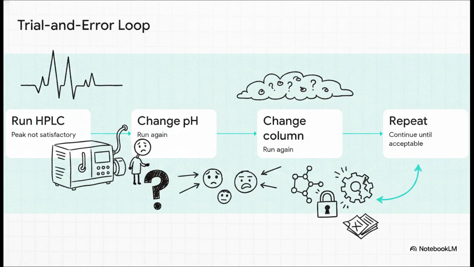And honestly, this perfectly captures the old way of doing things. It was this tedious trial and error cycle that most analysts are way too familiar with. You prep your mobile phase, you run the HPLC, and the peak looks awful. So what do you do? You tweak the pH and run it again. Still looks bad, you swap out the column and run it again. You just stay stuck in this blind loop until you finally get a chromatogram you can use.